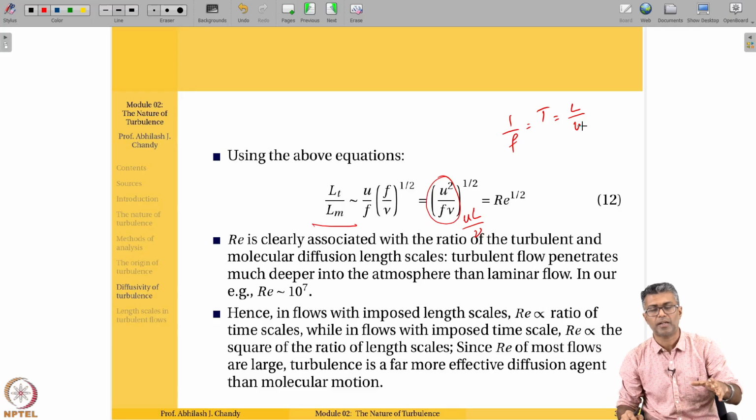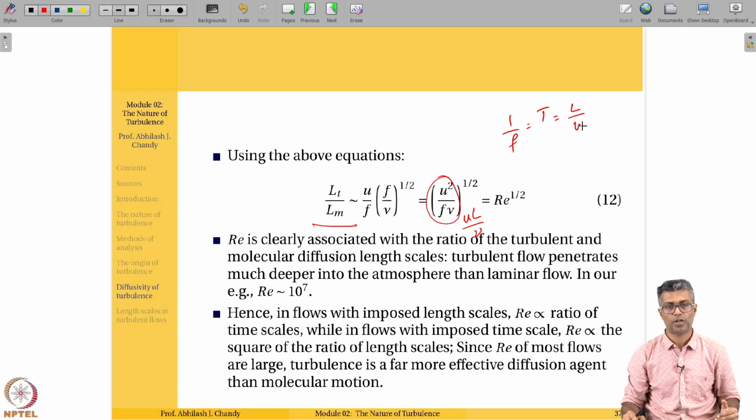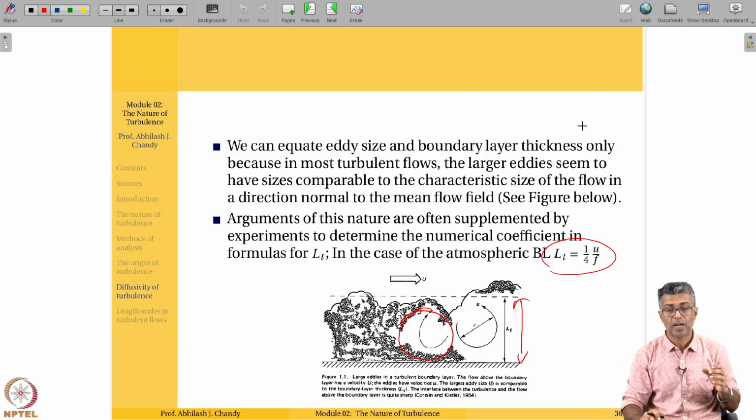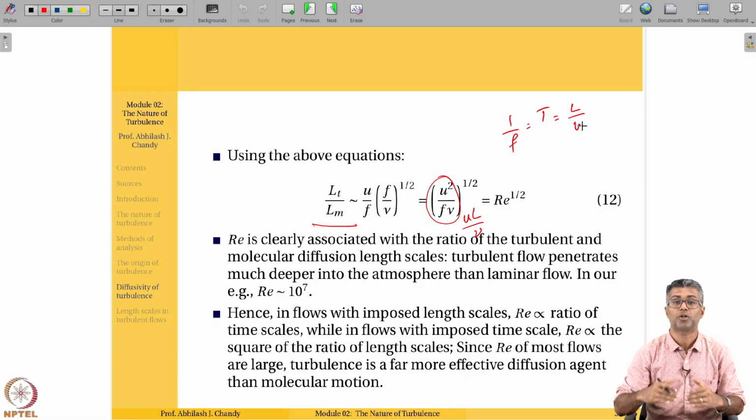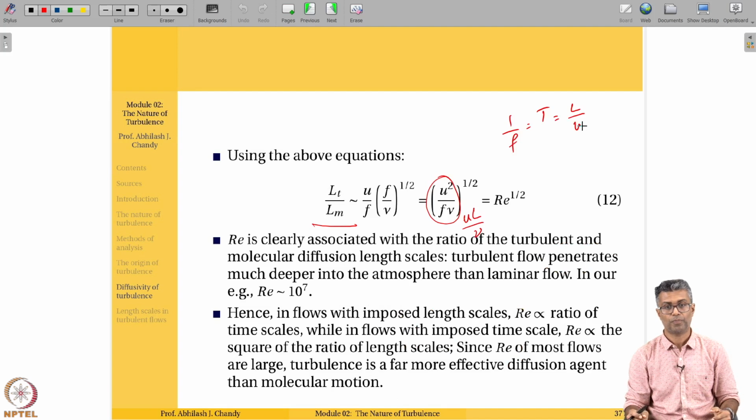So essentially Re is clearly associated with the ratio of turbulent and molecular diffusion length scales. Except here it is Re to the half. So what does that mean? As the Reynolds number increases, my turbulent length scale is increasing. So if I go back to the previous picture, as the Reynolds number of the atmospheric boundary layer is increasing, I have a thicker boundary layer. So the turbulent flow penetrates much deeper into the atmosphere because I have a thicker boundary layer than laminar flow.